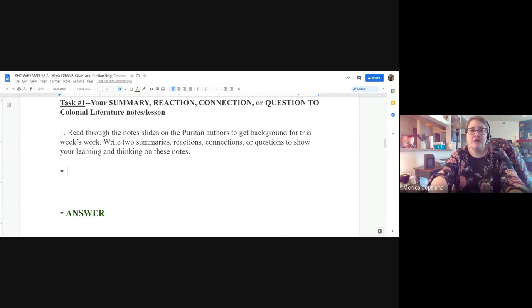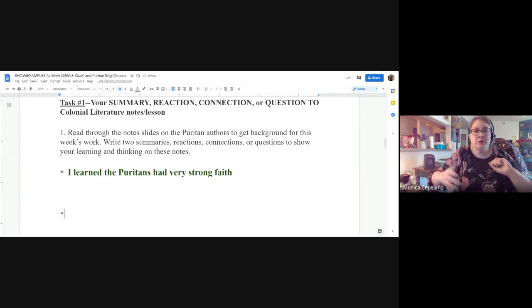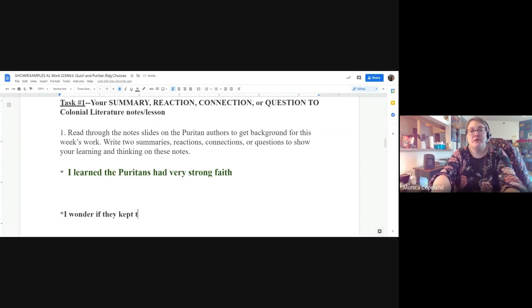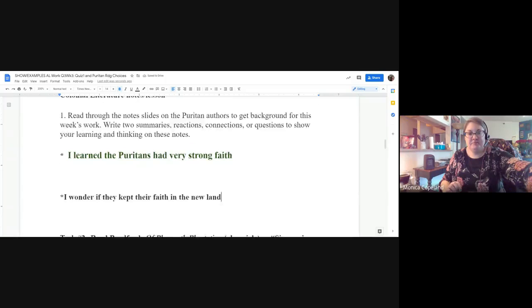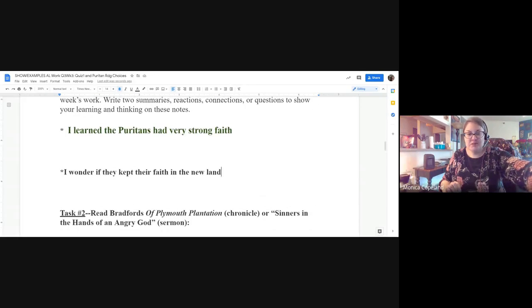So to summarize, one of the things I learned is I learned the Puritans had very strong faith. So just 2 sentences to show your learning. Show your learning and thinking. I wonder if they kept their faith in the new land. So just like that for that. I'll keep that up for a moment so you can write that down.